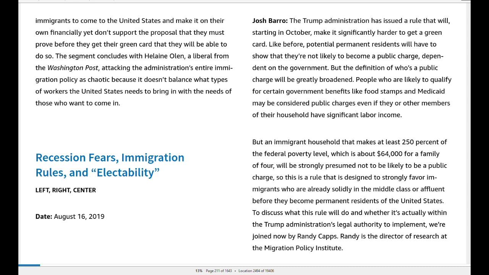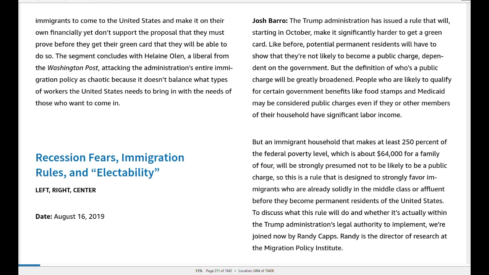Josh Barro: The Trump administration has issued a rule that will, starting in October, make it significantly harder to get a green card. Like before, potential permanent residents will have to show that they are not likely to become a public charge, depending on the government. But the definition of who's a public charge will be greatly broadened. People who are likely to qualify for certain government benefits like food stamps and Medicaid may be considered public charges, even if they or other members of their household have significant labor income.